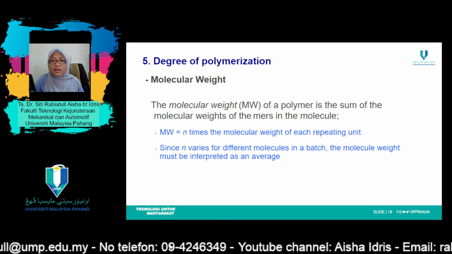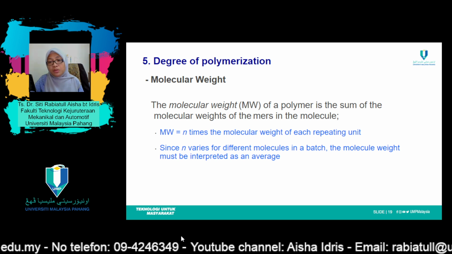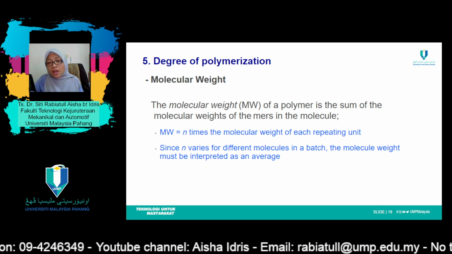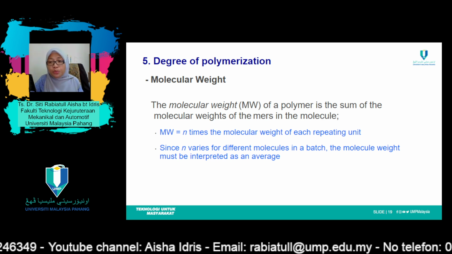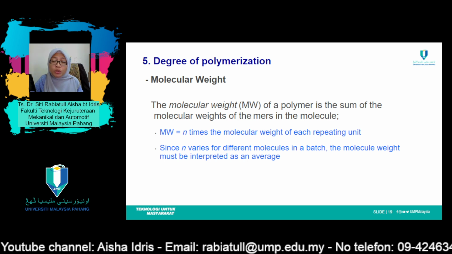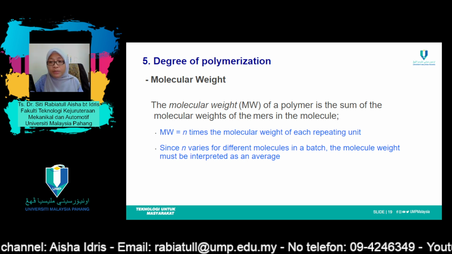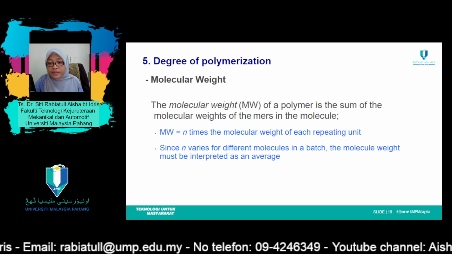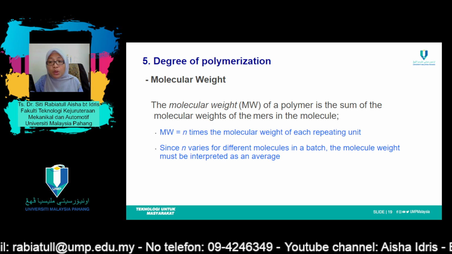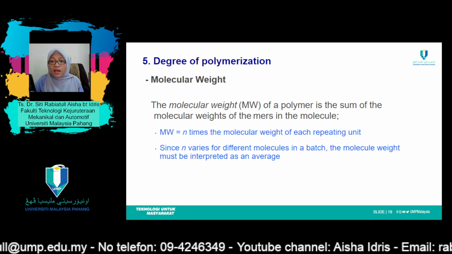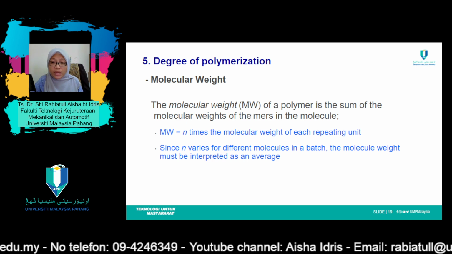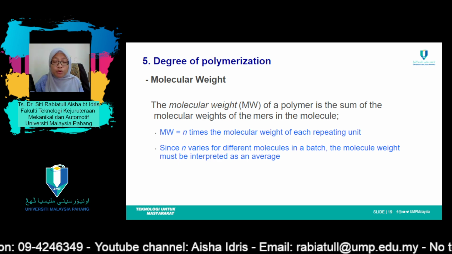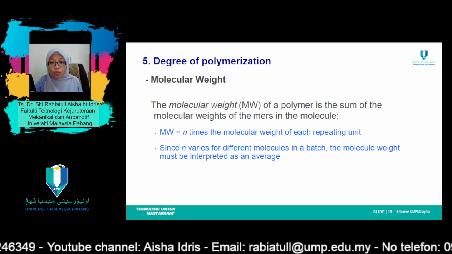Now, let's look at the degree of polymerization, known as DP. But before that, we need to know the molecular weight. The molecular weight, or MW, of a polymer is the sum of the molecular weights of the mers in the polymer molecules. MW equals n times the molecular weight of each repeating unit, and since n varies for different molecules in a batch, the molecular weight must be interpreted as an average. We will see an example on how to calculate the molecular weight afterwards.